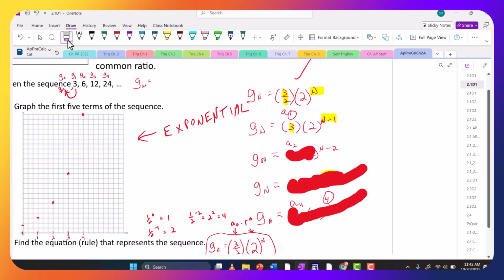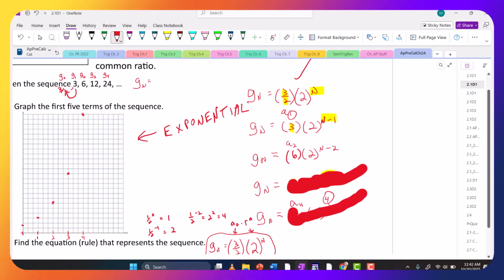Or I could go to the second term. And then what's the second term? 6. But then it's times 2 raised to the n minus 2. Why? When I plug in 2, let's do it again. What's 2 minus 2? 0. What's 2 to the 0? 1. What's 1 times 6? I still plugged in 2 and I got 6. That formula still works. If I plug in 4, 4 minus 2 is 2. 2 squared is 4. 4 times 6 is 24. I do get g sub 4. It works. I'm giving you options.